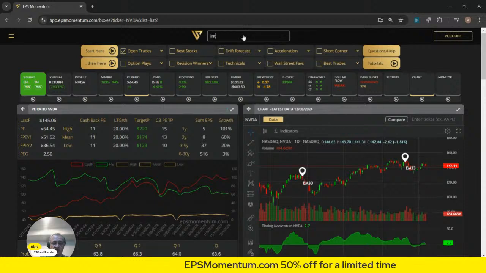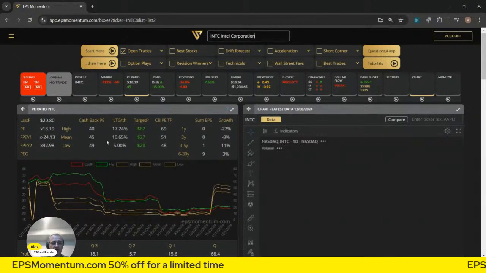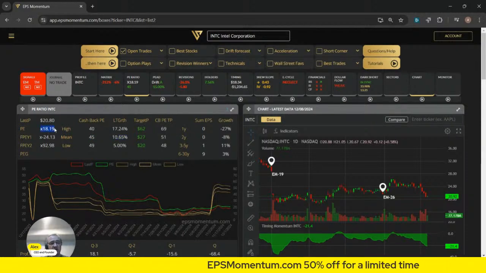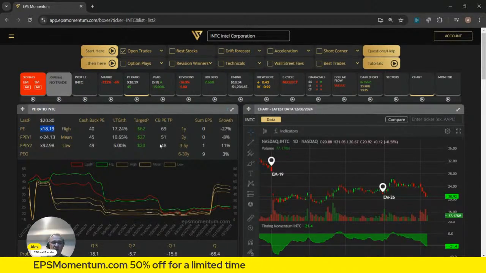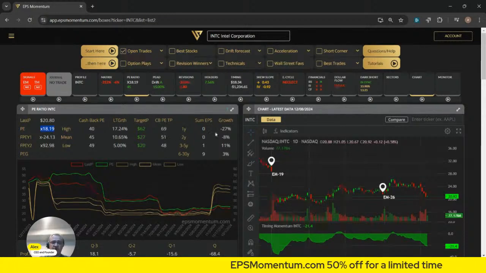And we can go to Intel as well. Intel is a 45 PE, so it's truly expensive, with 10% growth, and only shows a cashback PE of 18. So you would think Intel is the cheapest. Well, it's not, right? So, taking growth into account. Yeah, this is very, very useful.